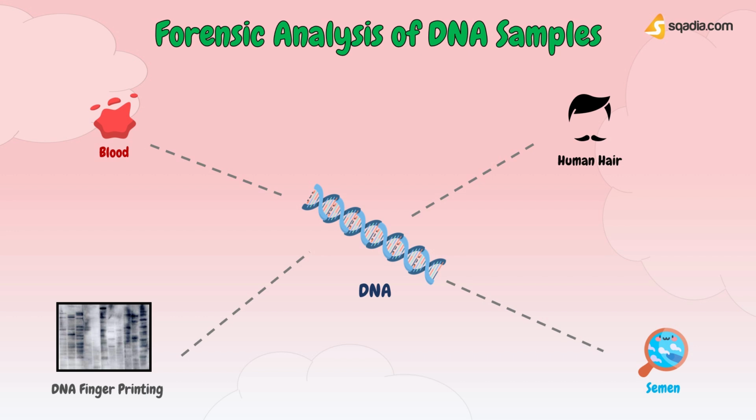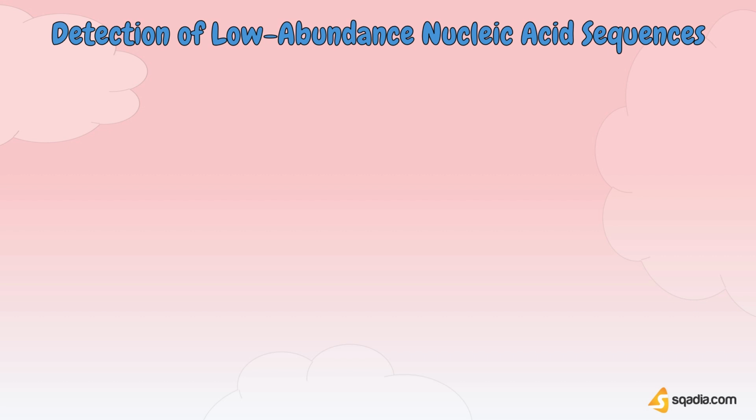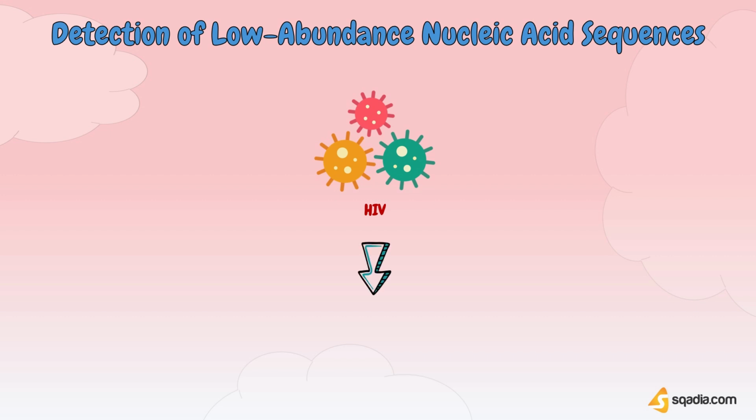Moving towards third application of polymerase chain reaction, and that is detection of low abundance nucleic acid sequences. Viruses that have a long latency period, such as human immunodeficiency virus, are difficult to detect at the early stage of infection using conventional methods. Polymerase chain reaction offers a rapid and sensitive method for detecting viral deoxyribonucleic acid sequences, even when only a small proportion of cells harbors the virus.